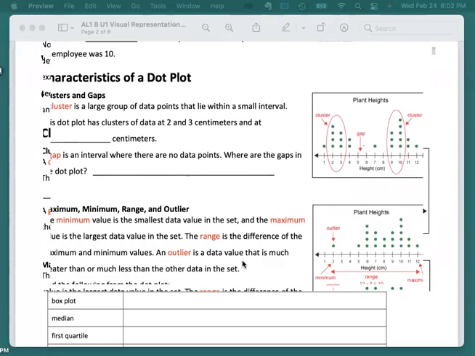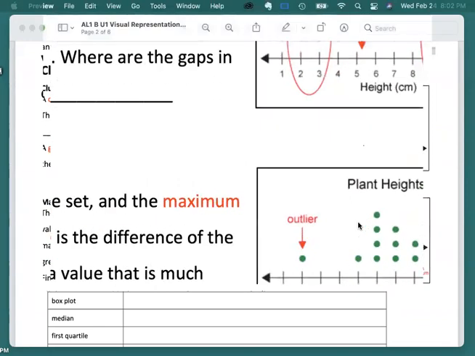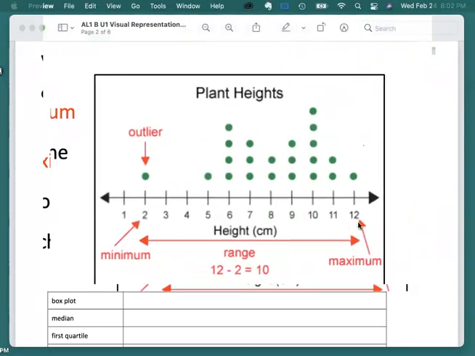And clusters and gaps, kind of what it sounds like. In this dot plot, the 2 circled areas are clusters, meaning large groups of numbers grouped together. And then a gap is where there's no dots at all. And then minimum, maximum, range, and outlier. So let me see if I can zoom into this.